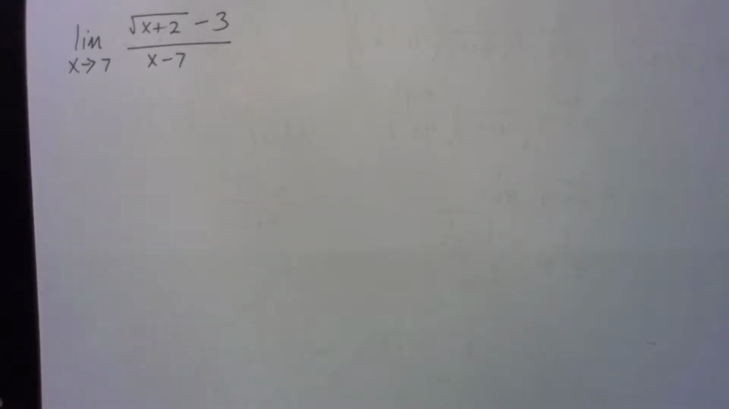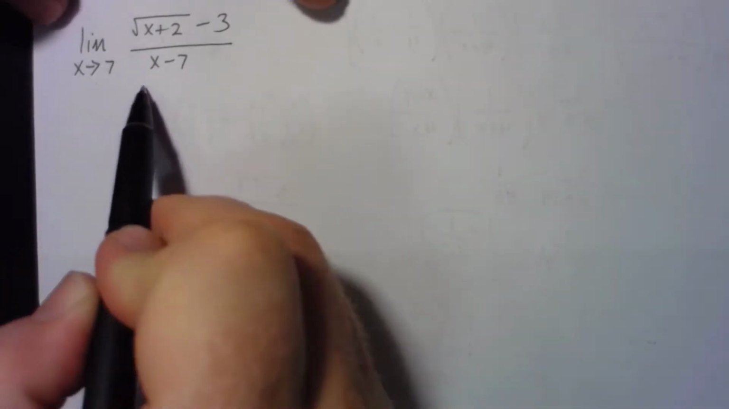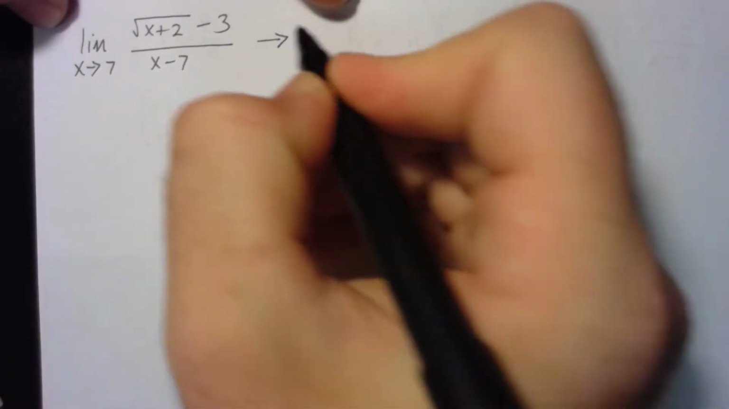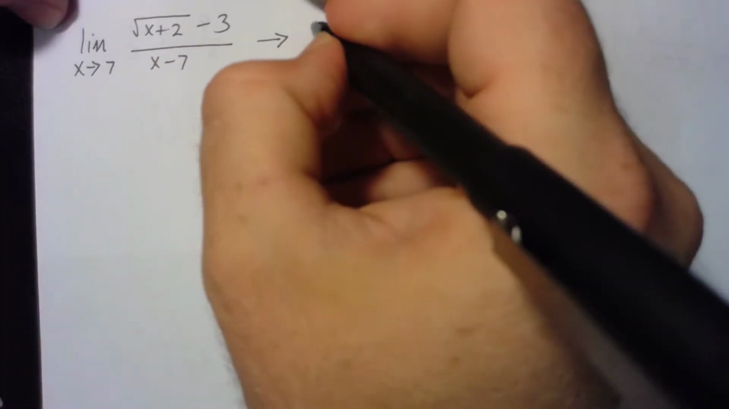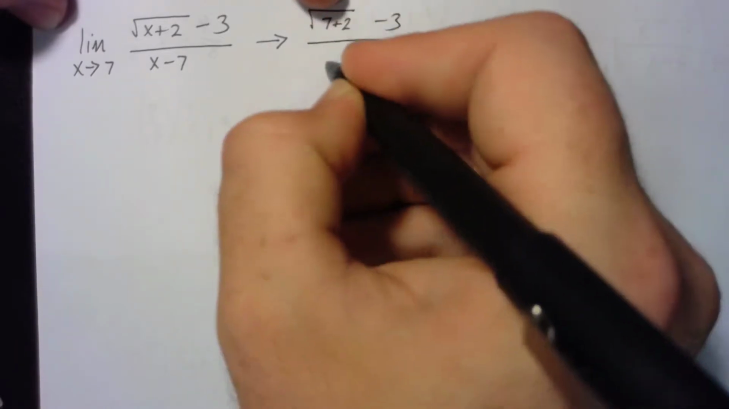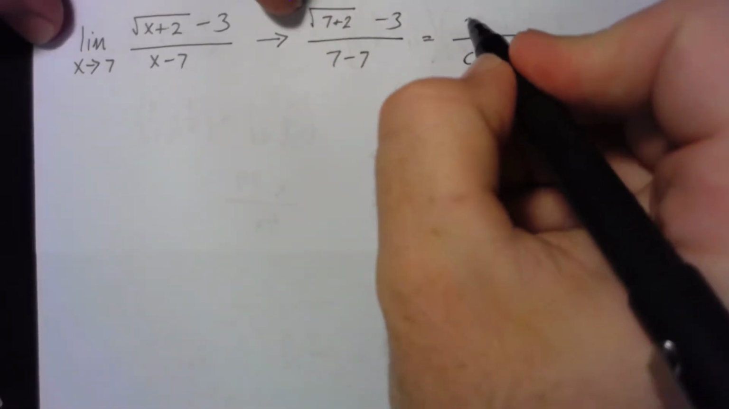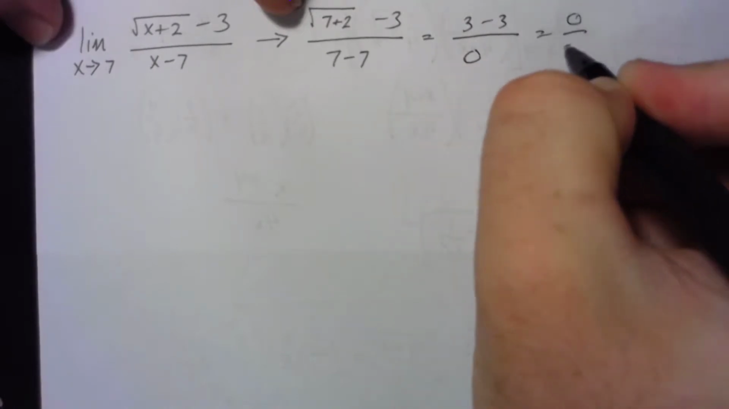In this video, we'll be looking at the last analytical method to evaluate a limit. This particular limit is x approaches 7 of this fraction with x minus 7 in the denominator. Now in a previous video, when I plugged in 7, I ended up with something that looked like this. I would do 7 plus 2 minus 3, and 7 minus 7. I would end up with 0 in the denominator, and on top I would end up with 3 minus 3, which is once again 0 over 0.